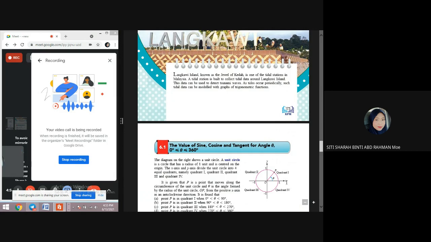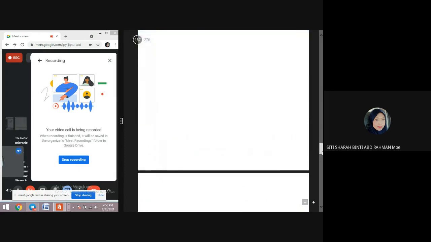So the first quadrant is between 0 to 90 degrees, and the second quadrant is between 90 to 180. Quadrant 3 is between 180 to 270. Quadrant 4 is 270 to 360. So this is the position of the quadrants, okay?